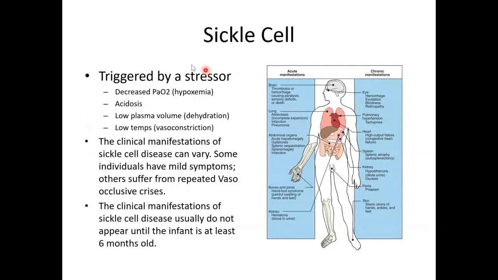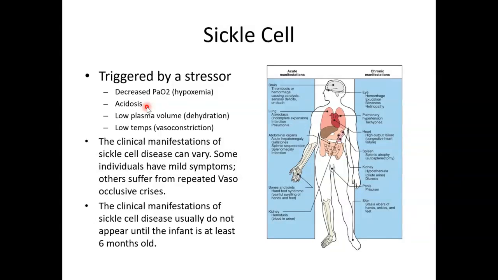So it's triggered by stressors. That's important to know. So what are the main stressors for somebody with sickle cell? Well, decreased oxygen. They become hypoxemic. Why? Because these blood cells get stuck in the vessels and they start getting tissue ischemia. Acidosis. What could cause acidosis? It could go into a respiratory acidosis.